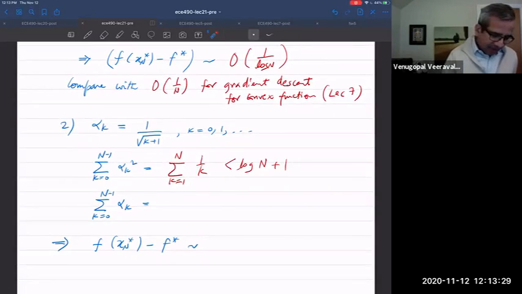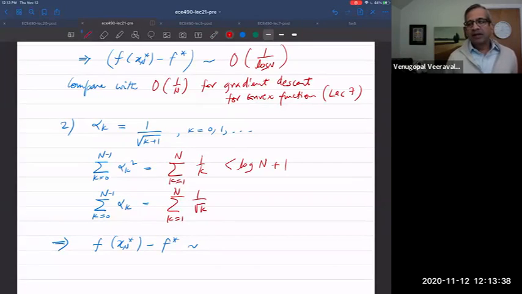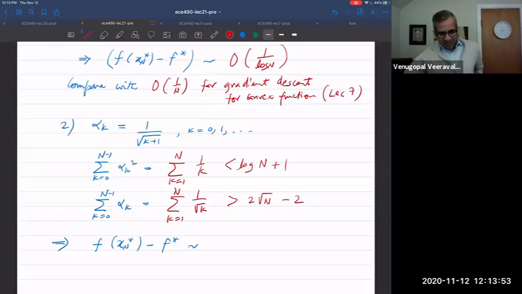And if you look at summation of alpha k itself, that's 1 over square root of k. And if you integrate 1 over square root of x, you get square root of x. So the sum of 1 over square root of k was also going to blow up to infinity, but at a different rate, at the rate square root of n. In fact, you can show that this is true, that it's lower bounded by 2 square root of n minus 2. So it blows up at the rate square root of n.